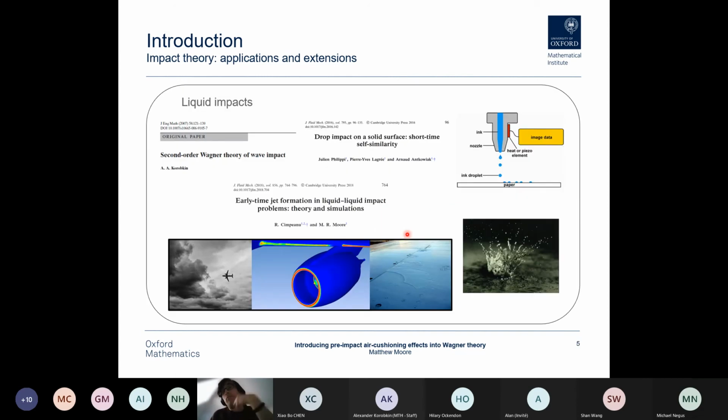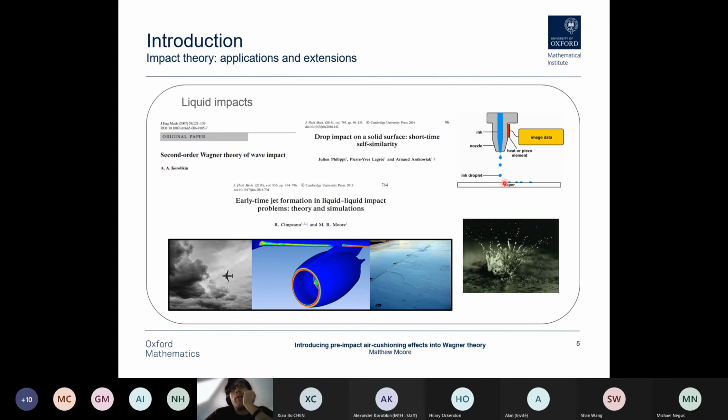You've also got problems just involving liquid impact themselves, so things such as wave impact onto offshore structures, where the ideas are similar to the Wagner problem, where you'd like to understand what the hydrodynamic forces are, to things such as inkjet printing, where you want to know what happens as the droplet hits the paper and whether you're going to lose any ink to splashing and things like that. So there's a whole variety of different applications to the problem.